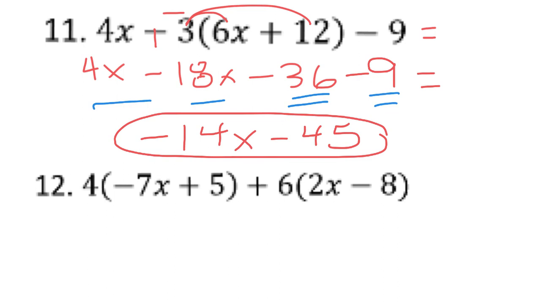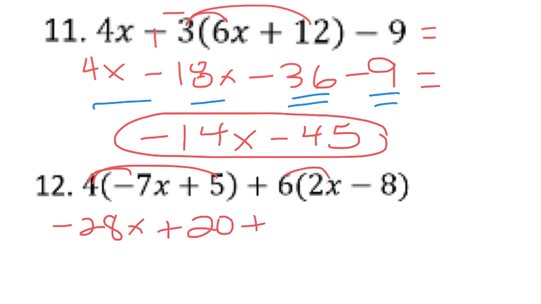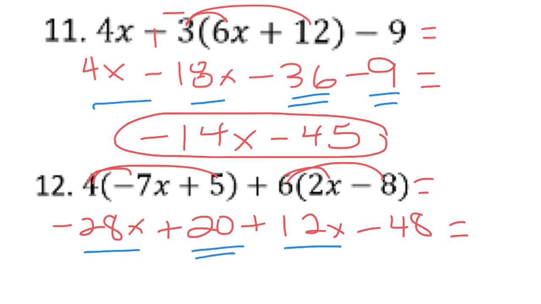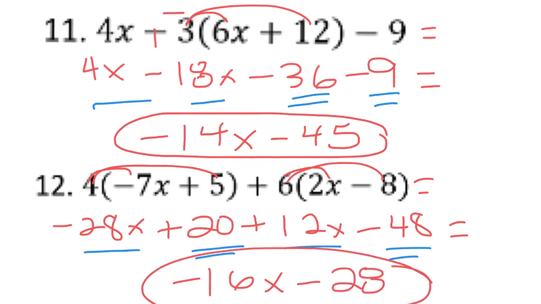Last one, we're going to distribute right away, here and here. We get -28x plus 20, 12x minus 48, adding our like terms, -28x, 12x, 20, and -48. We get -16x minus 28. And that's it.